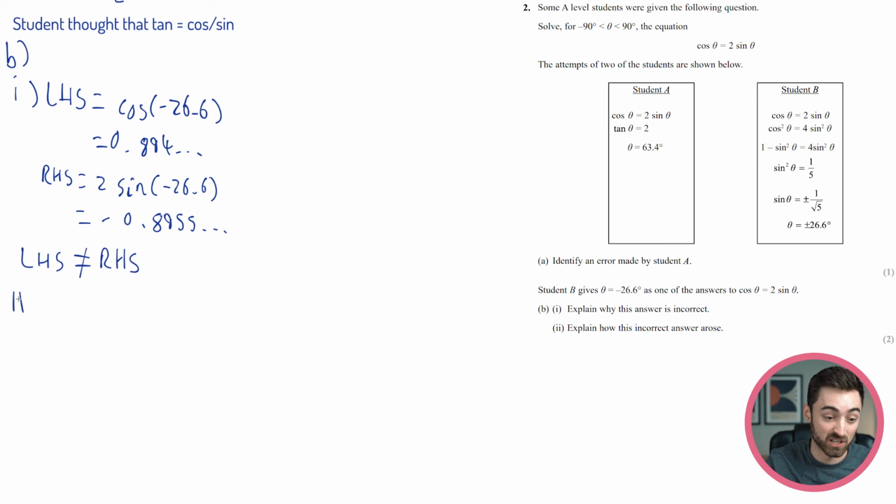Cool. So I didn't even need to look at what student B did to get to that point. Explain how this answer arose. Now I would have to look. Okay, so let's have a look at what they do. They have cos theta equals 2 sine theta. Cool. They then square both sides.